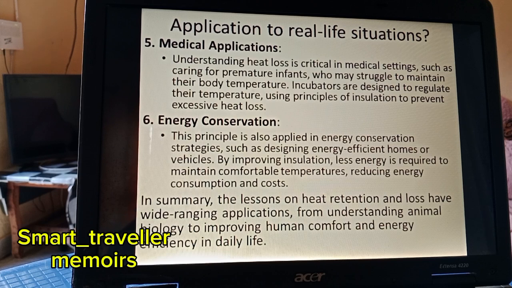In summary, the lessons on heat retention and loss have wide-ranging applications, from understanding animal biology to improving human comfort and energy efficiency in daily life.